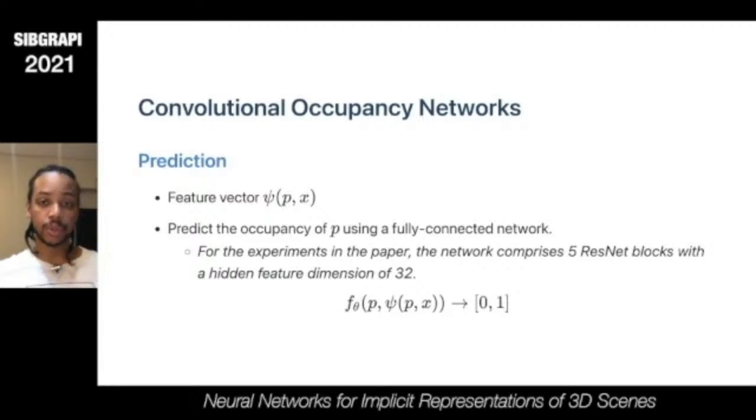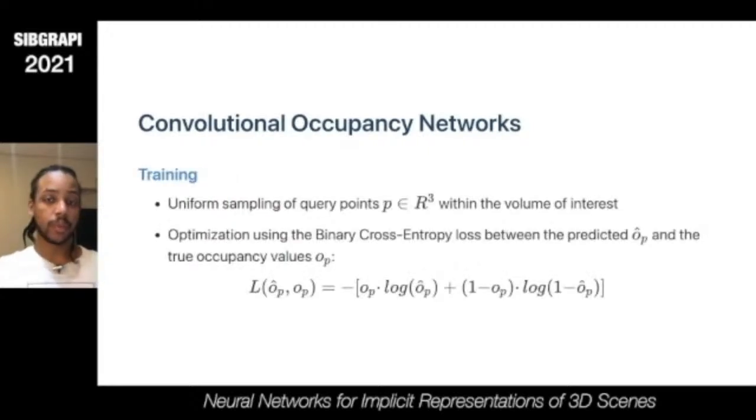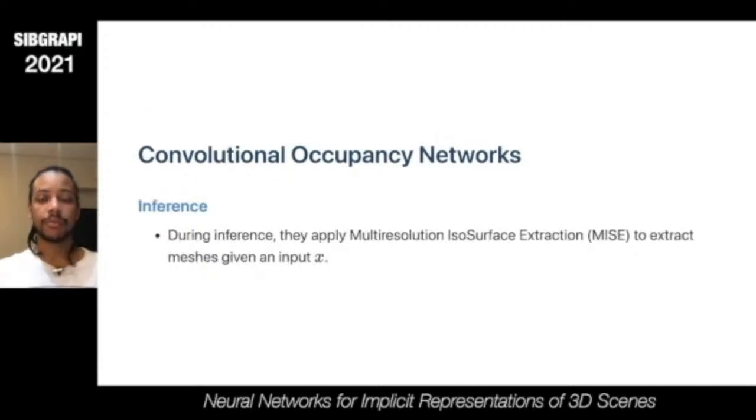feature dimension of 32. During the training, we can generate the points P by uniform sampling inside the volume of interest. And we can use the binary cross entropy loss between the predicted occupancy value and the true occupancy value to optimize the network weights. And for the inference, they applied an algorithm to extract a mesh and visualize it. But as we have the implicit function encoded in the neural network, we can use other approaches. For instance, a technique based on ray tracing.